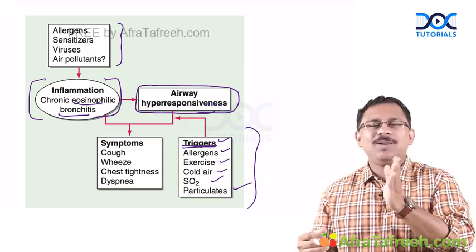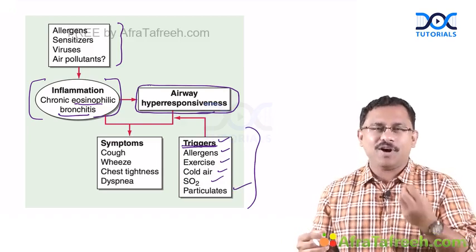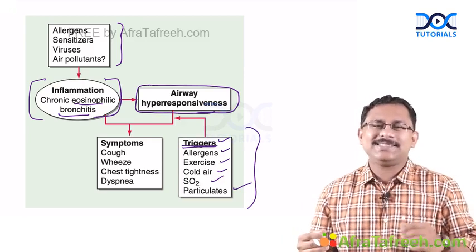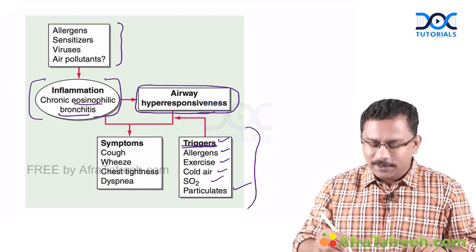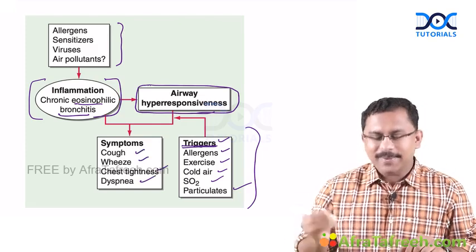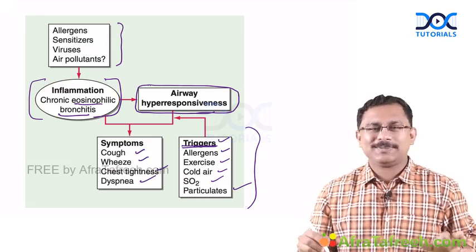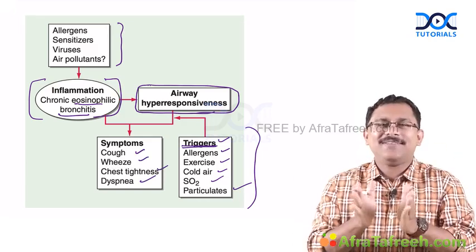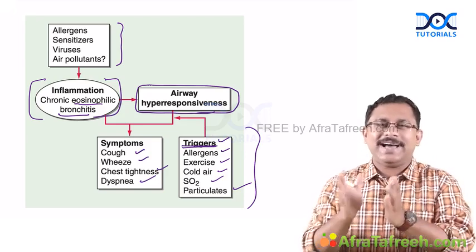And naturally, what will be the symptoms? The patient will be having cough, chest tightness, a wheeze, maybe some mucus production. All these can be manifestations of bronchial asthma. Okay, so all these are actually manifestations of airway hyperresponsiveness. You can put it that way also.